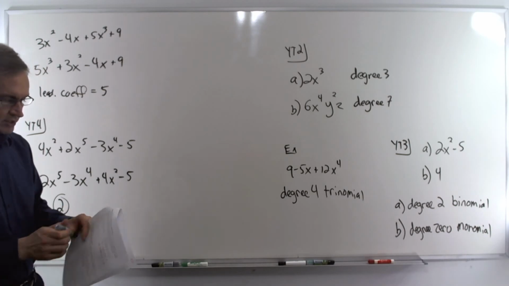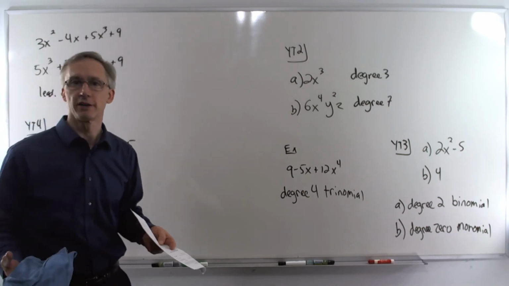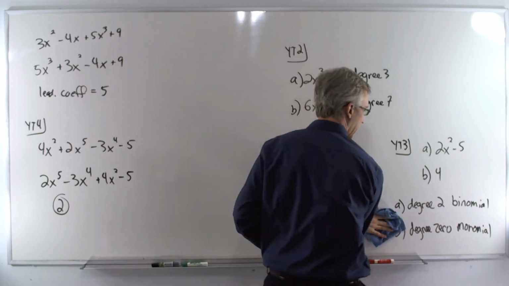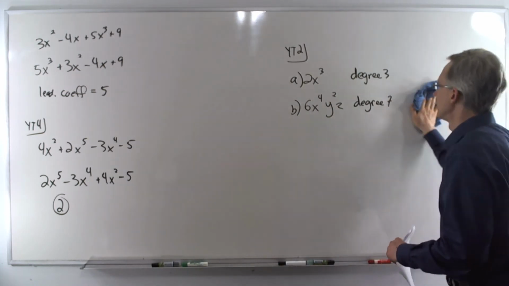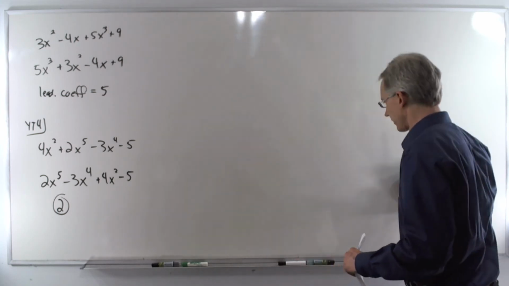Now we're going to move on to adding and subtracting polynomials. And this is basically an exercise in combining like terms. Keep in mind the like terms are those with matching variable parts. The variable parts have to be exactly the same. There can be absolutely no difference between the variable parts if you're going to combine like terms.